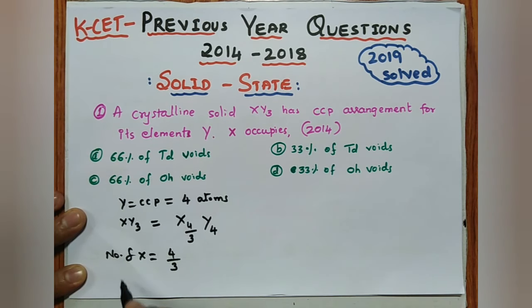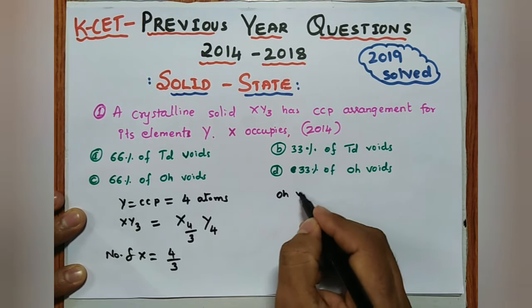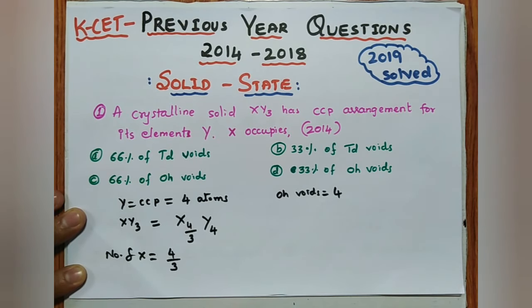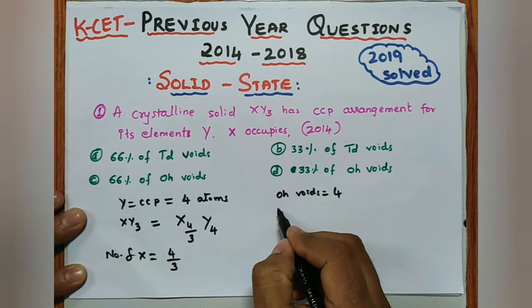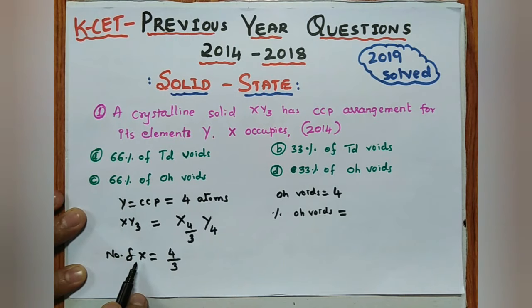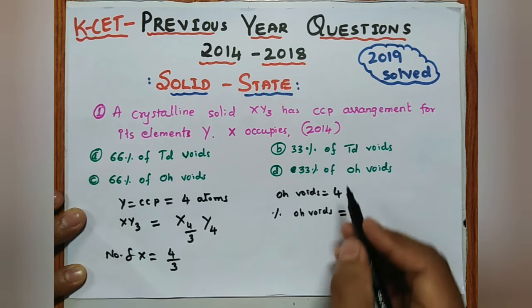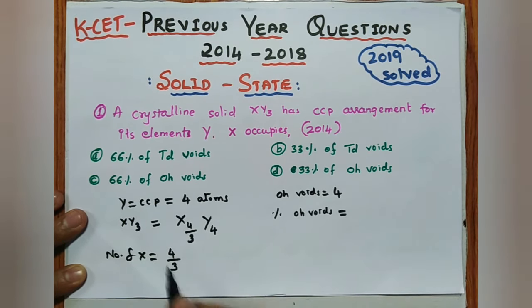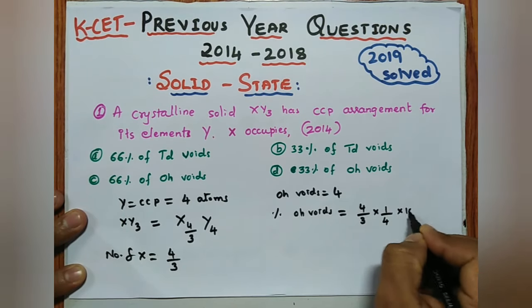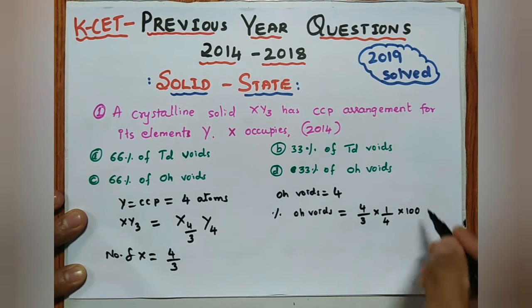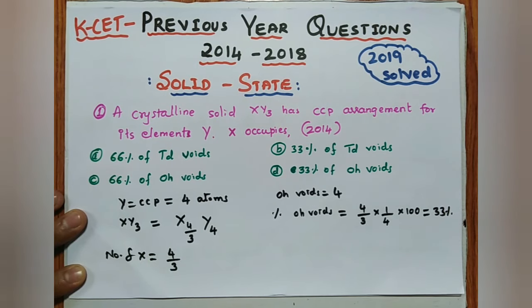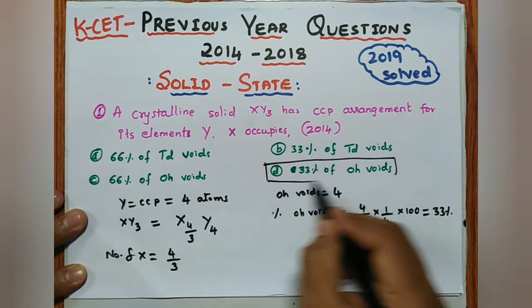Now, we know that the number of octahedral voids for CCP is 4, equal to the number of atoms. Now if you calculate the percentage of octahedral voids occupied by X: if the total is 4 voids, 100%, then 4 by 3 means how much? 4 by 3 into 1 by 4 into 100. So you are going to get 33% of octahedral voids occupied. Hence the answer for this particular question is D.